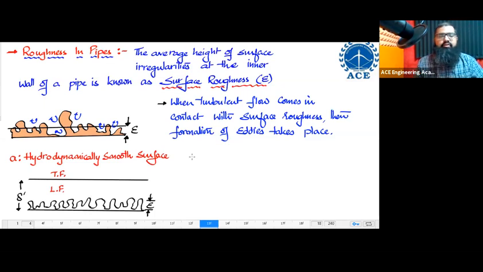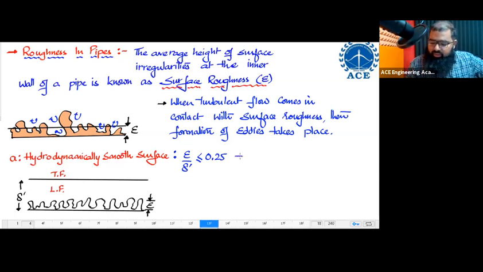Hydrodynamically smooth surface means even though you are having surface roughness, turbulent flow is not able to come in contact with it. It behaves as a smooth surface because turbulent flow is not coming in contact. Remember, turbulent flow should come in contact for formation of eddies to take place. We say a surface is hydrodynamically smooth provided epsilon upon delta prime is less than or equal to 0.25.